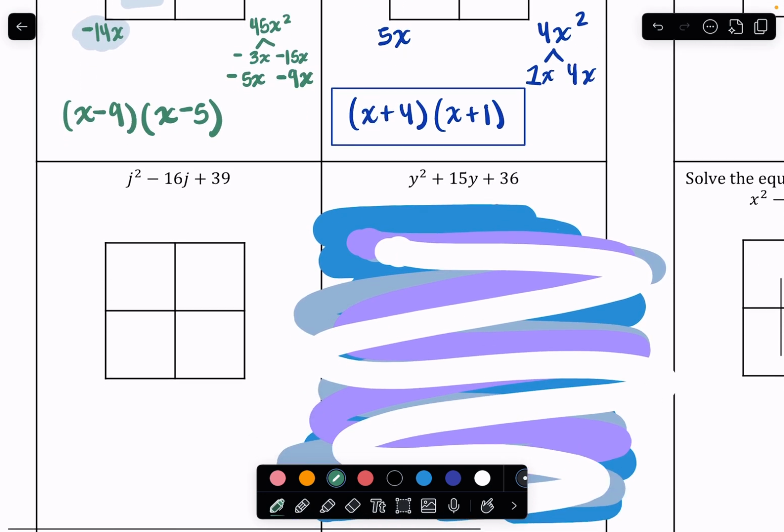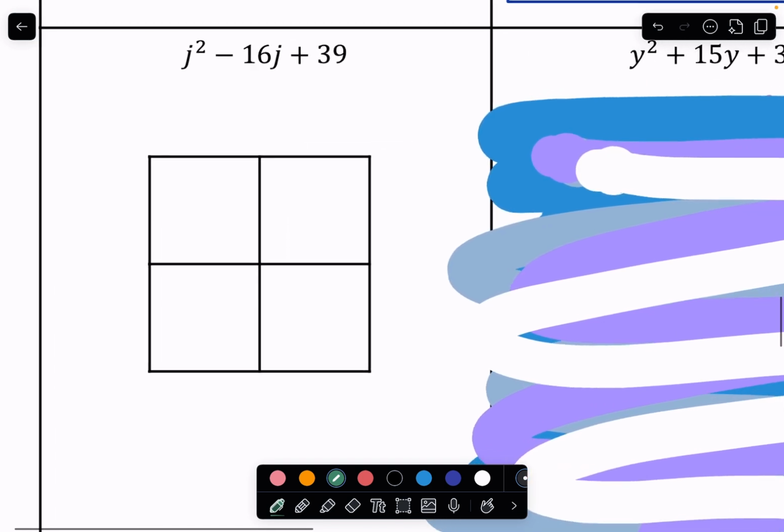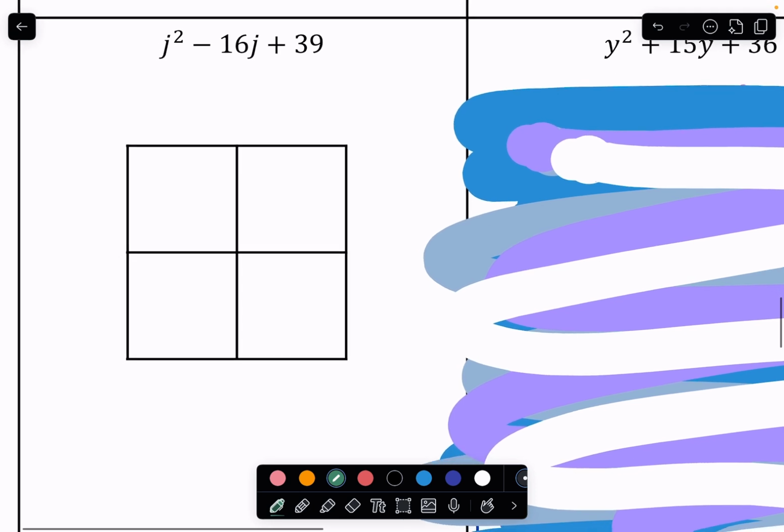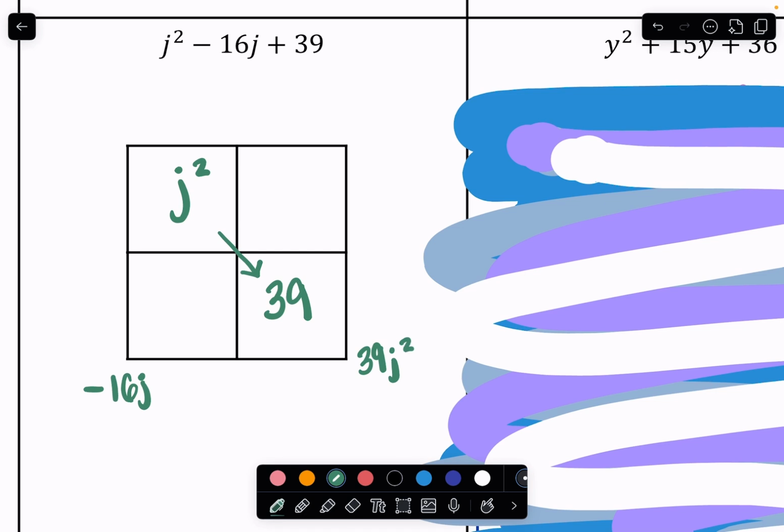Okay, let's look at some other values. So we have a polynomial here. Let's factor this: j squared minus 16j plus 39. So I'm going to put my j squared in this top box, 39 in the bottom, and then negative 16j over here. So I'm going to multiply across, and I get 39j squared.